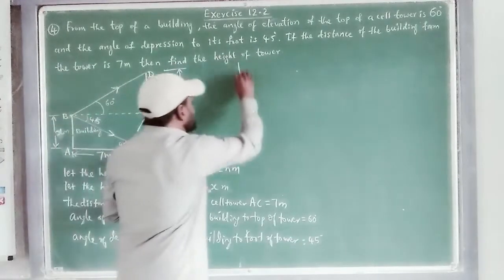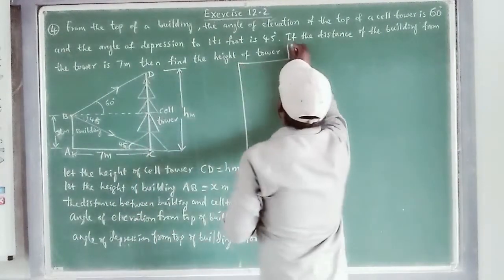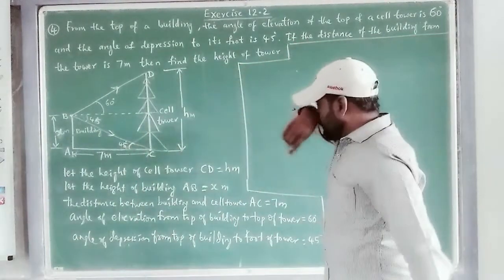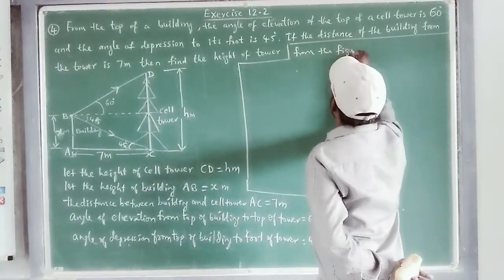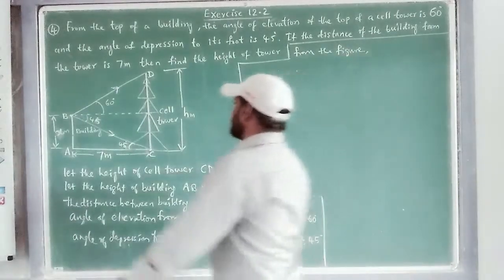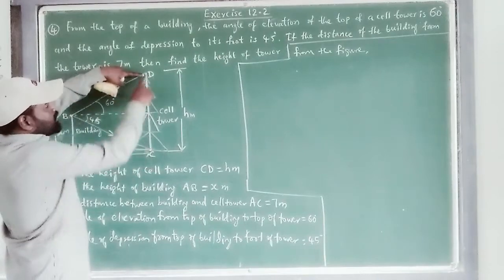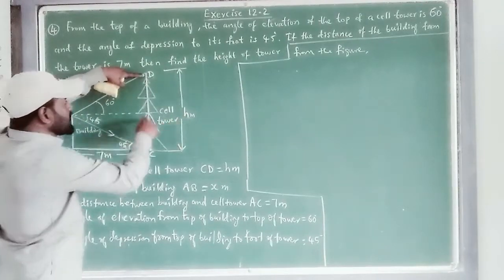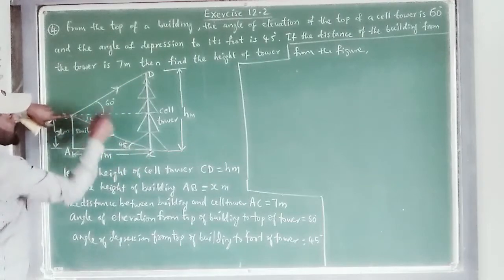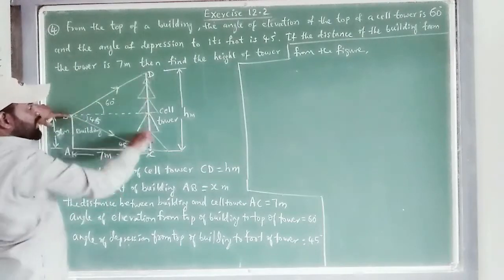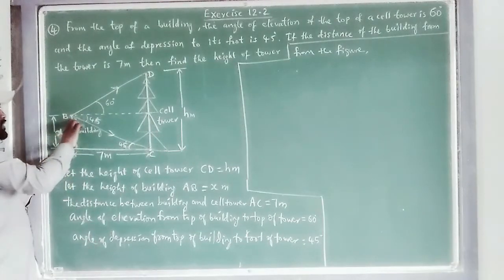Now from the figure, let us find the values which we require. So from the figure, first of all, this cell tower height, you see, cell tower height is what? CD, we assumed as h meters. This is not a right angle triangle. So I cannot find the height of the cell tower directly. So I have to find first of all this building height.